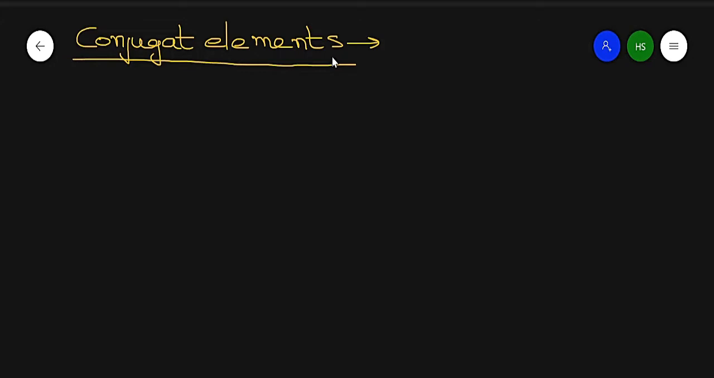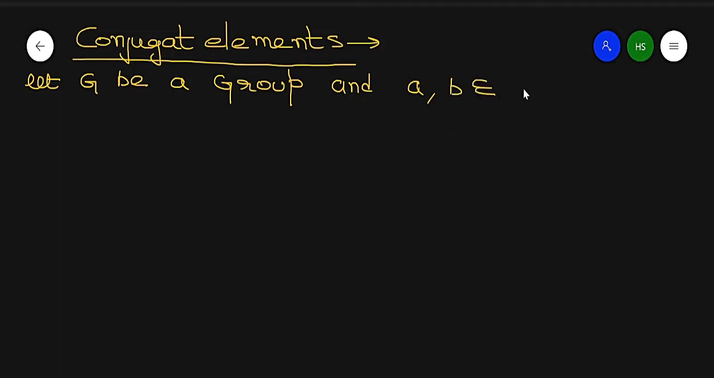The topic is conjugate elements. This is a very important topic. So what is the definition? Let G be a group, and A and B any two elements belonging to G.